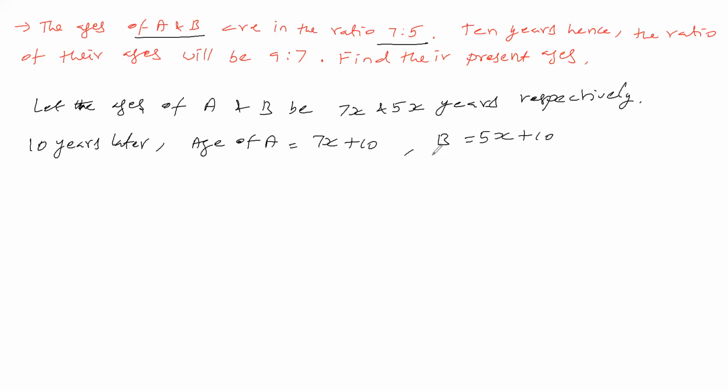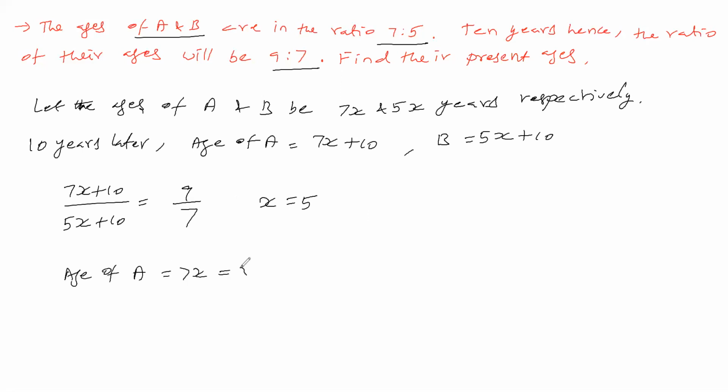10 years later, the age of A is 7x plus 10 and the age of B is 5x plus 10. This ratio is 9:7. So by simplifying this, we can get x is equal to 5. From this we can get the age of A, that is 7x is equal to 35. The age of B is equal to 5x, that is equal to 25. Ages of A and B, we got it.